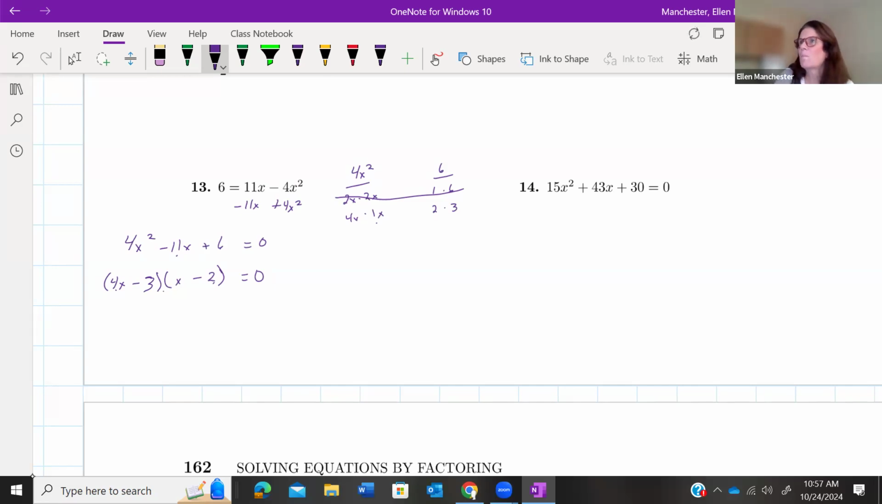So it's like a puzzle. If you like puzzles, you'll like these. And it really does force you to know your factors.